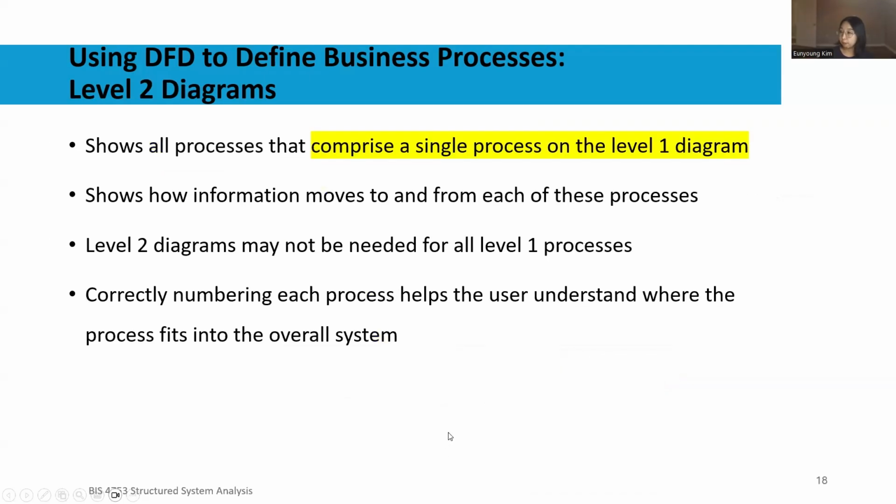And also, if your level 1 diagram's processes should be broken down into a level 2 diagram and level 3 diagram, you will do that. And if you think each of the processes of the level 1 diagram is just a single process and single purpose action, then you can stop the decomposition at the level 1 diagram.